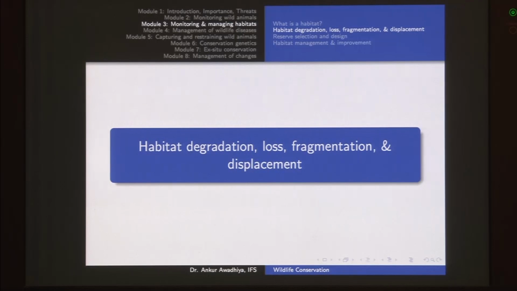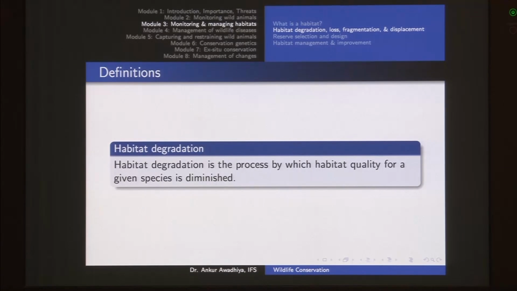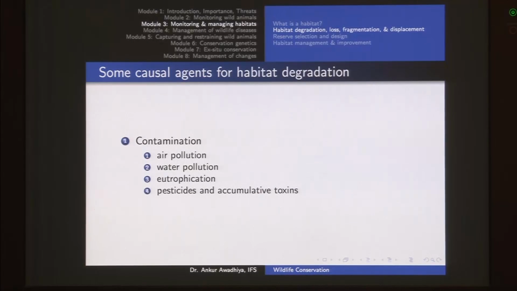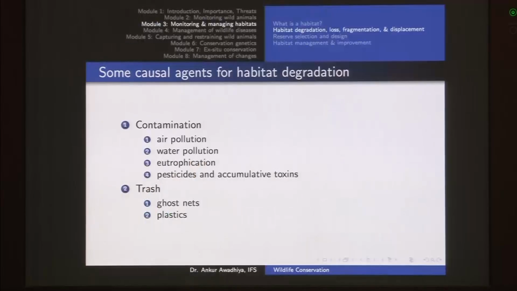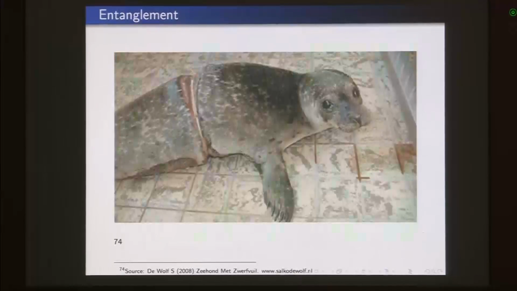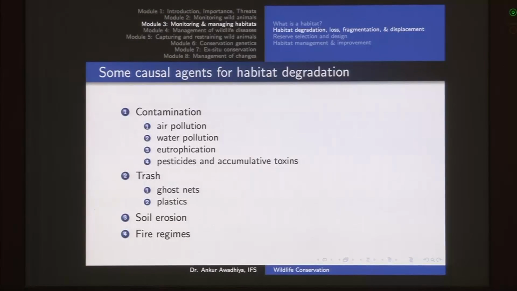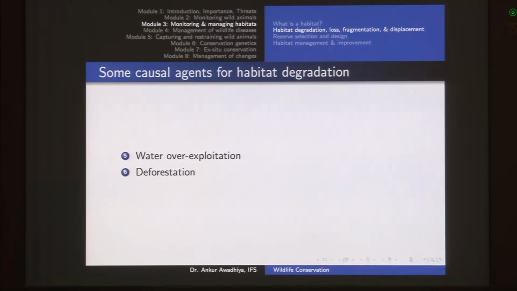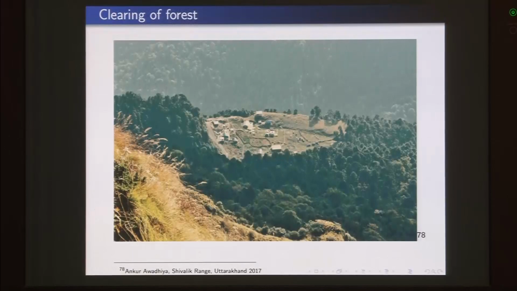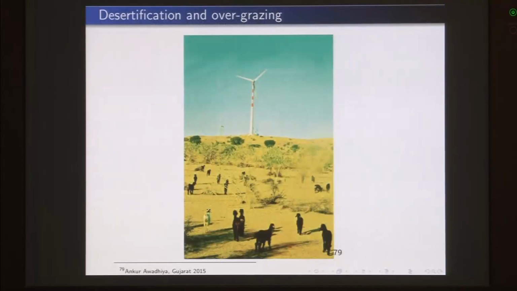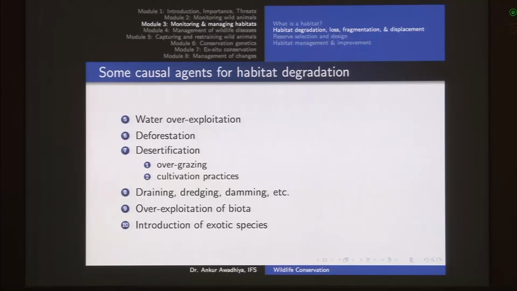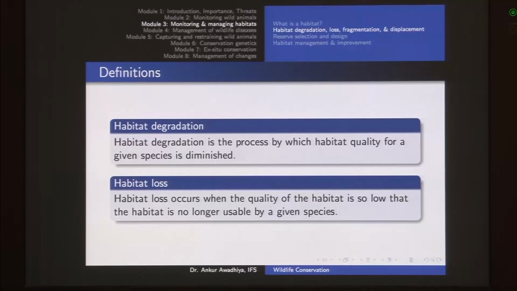Next we had a look at habitat degradation, loss, fragmentation and displacement. Degradation is where the habitat quality goes down. So, degradation can be through contamination or it can be through trash. So, we looked at these trashes, plastics. It could be through soil erosion or fire regimes. You can have water over exploitation, so not enough water remains. You can have deforestation, then you can have desertification, so areas are converting into deserts. Then you can have draining, dredging and damming, over exploitation of biota, introduction of exotic species. So, all of these cause habitat degradation.